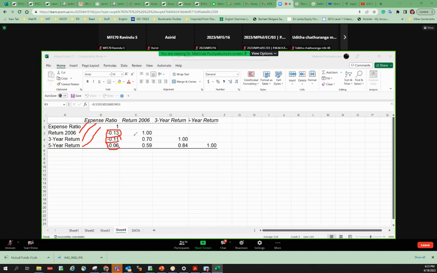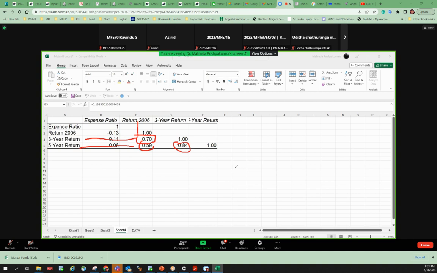Then this value, what is this one? It is the correlation between return 2006 and third year return. Then this one, return 2006 and 5-year return. This one, 3-year return and 5-year return.